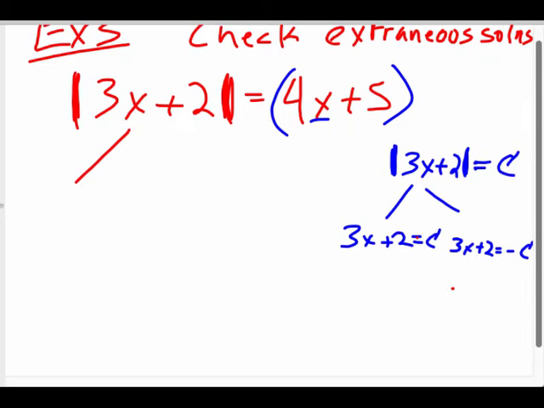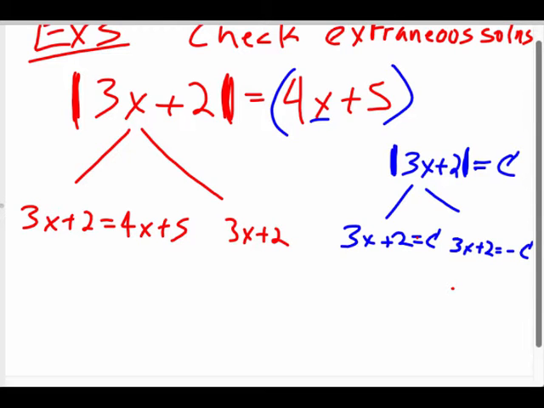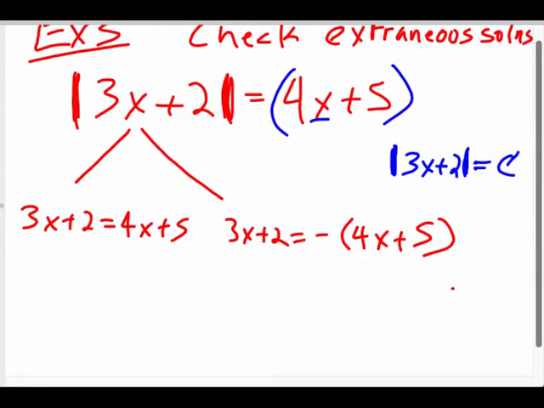So now what we've got is we've got 2 scenarios. I've got 3x plus 2 is equal to 4x plus 5. And then over here I've got 3x plus 2 is equal to negative (4x plus 5). And we got to put the 4x plus 5 in parentheses, because whatever that number is, it has to be the negative of the whole thing. And the whole thing is 4x plus 5.